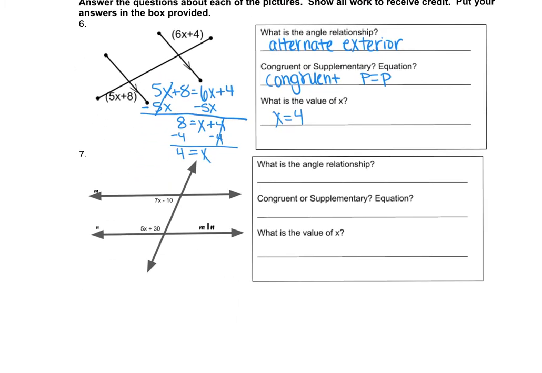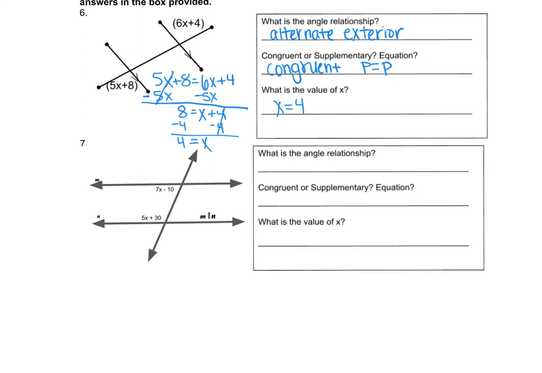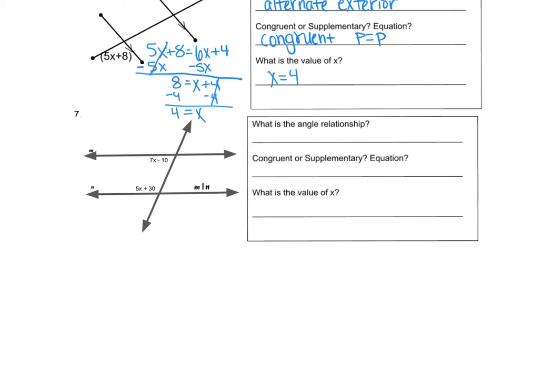All right, number 7, same thing. They are asking us for the angle relationship to start off with. Both of these angles are on the inside of those parallel lines, and they're on the same side of this transversal here. So we call that same side interior. Or the other name is consecutive interior.